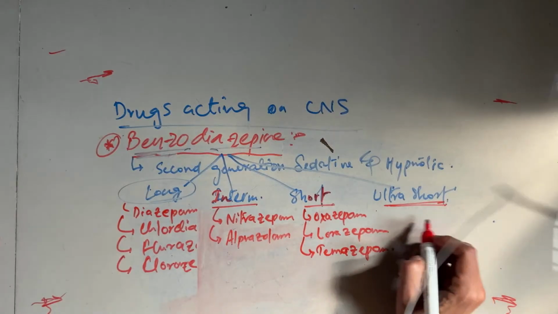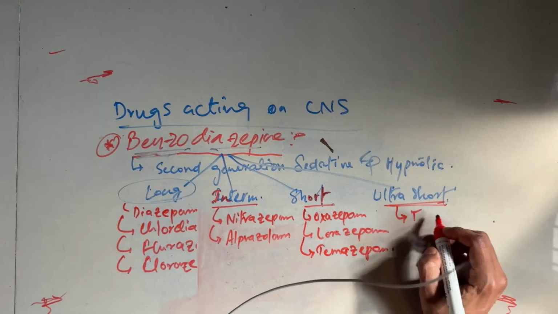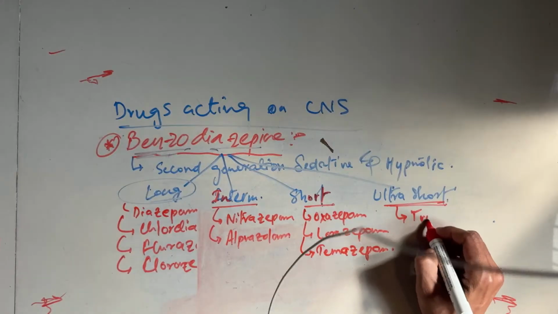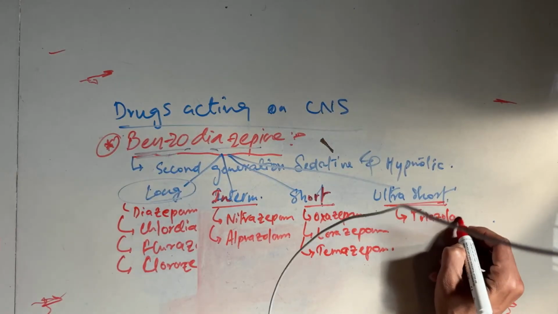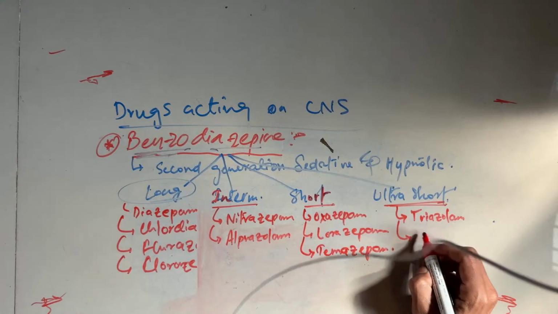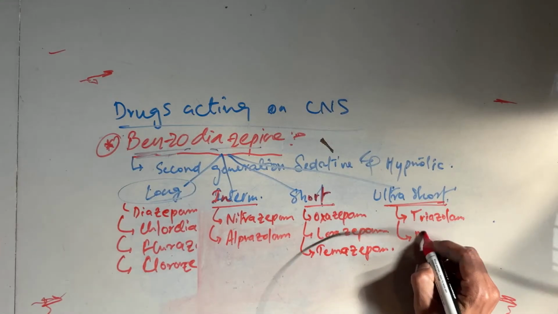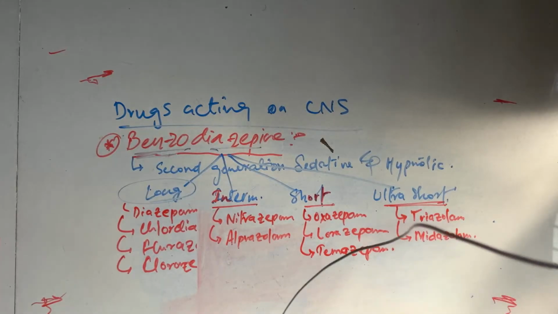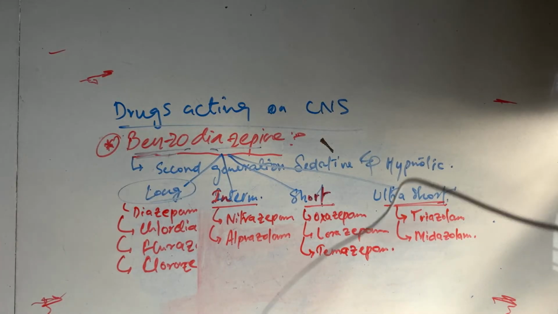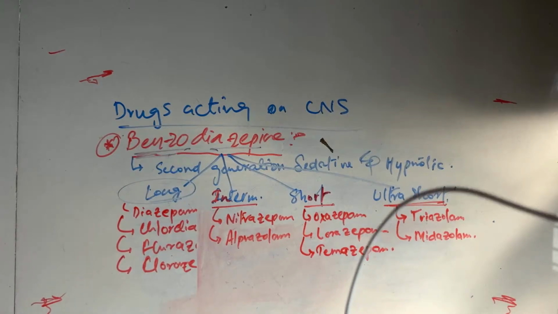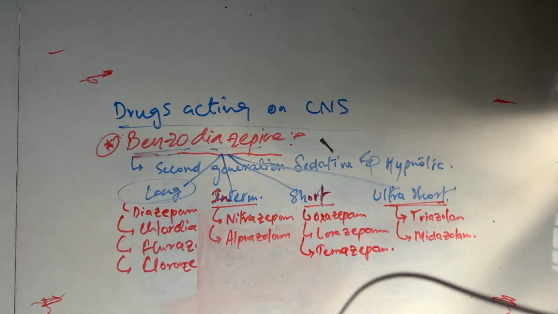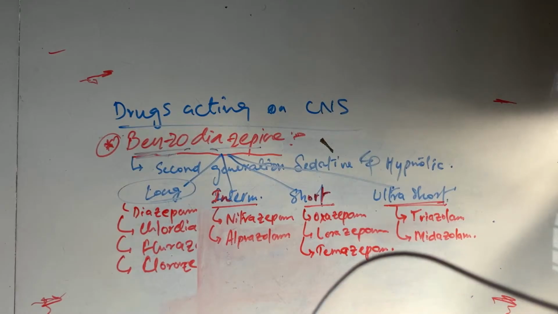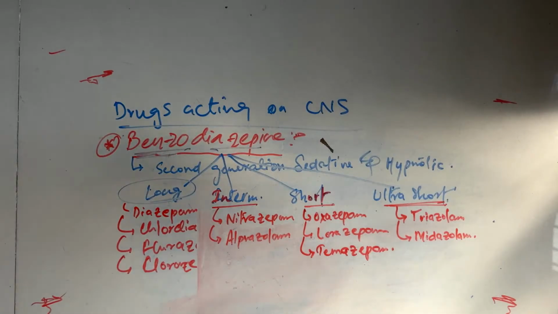Ultra short acting only two. Number one is triazolam and number two is midazolam. Now we will see the structure of these drugs. Okay. So before going to see the structure, I think it will be better to see the structural scaffold. That means what is the general structure.